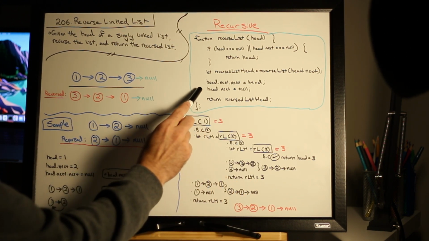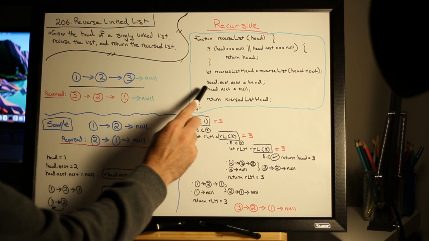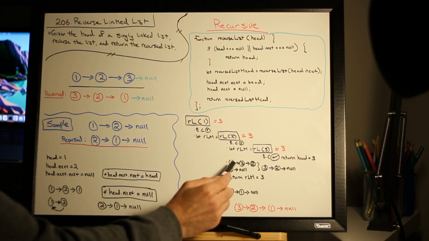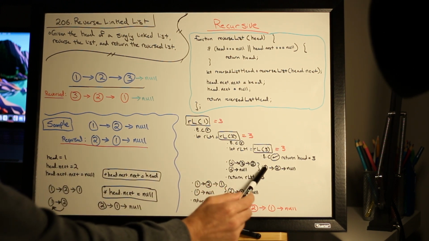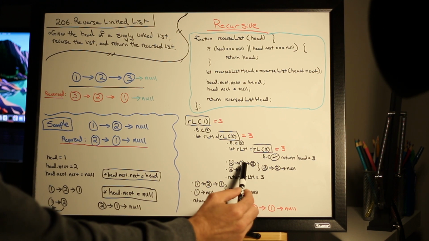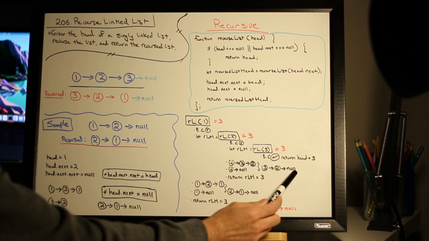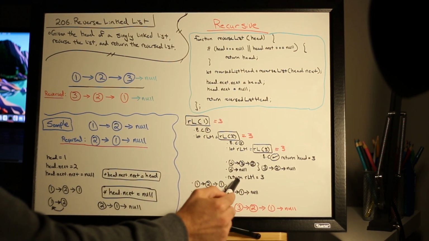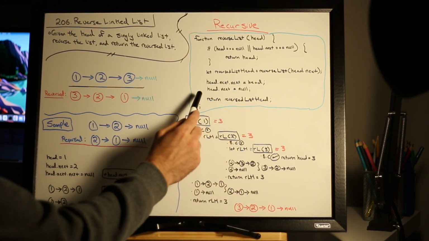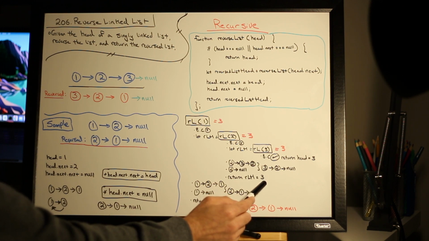The second part of that is setting the next pointer, head.next, to null, just so we can break the circular nature of the infinite linked list. And combining those, we end up getting 3 pointing to 2 and then 2 pointing to null. So you can see this starting to take shape. Finally, we return the reversed list head, and that's just equal to 3 here.